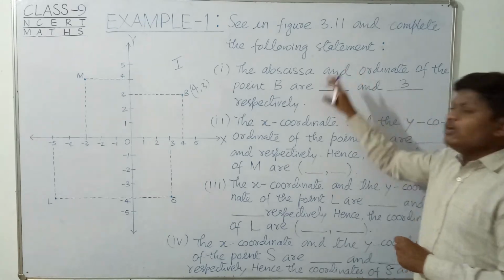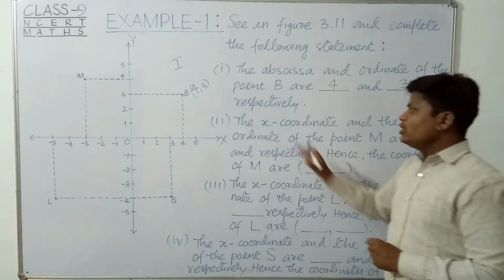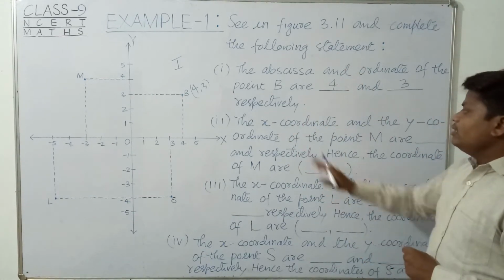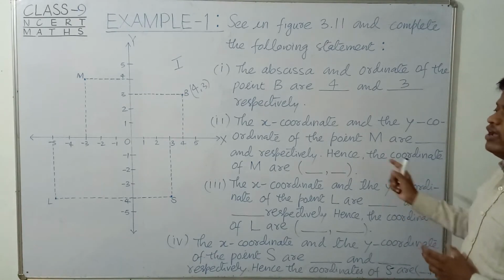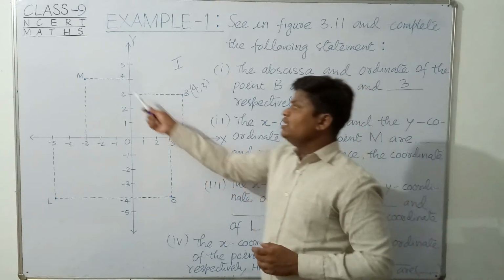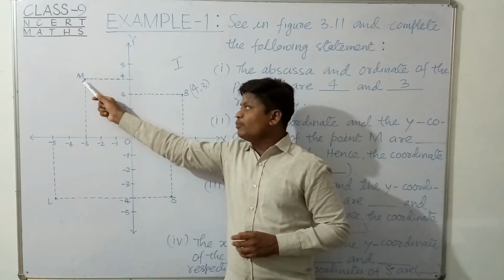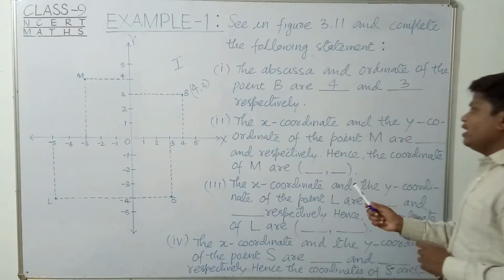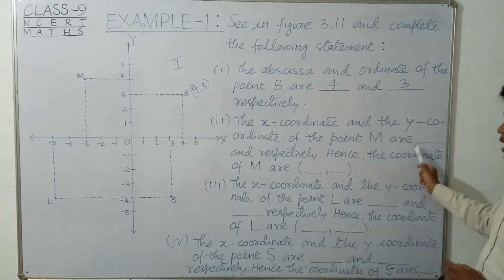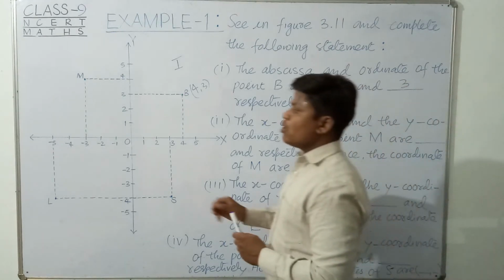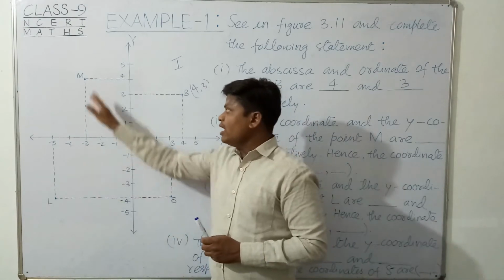So question number 1 we have done, right? Now we come to the question number 2. What is the statement? The x coordinate and the y coordinate of the point M, right? Where does M lie? M lies in the quadrant number 2, right? This is the point M. तो यहाँ पर ये आपसे पूछ रहे हैं x coordinate and the y coordinate of the point M are, right? तो यहाँ पर M के हमको coordinates बताने, x coordinate बताना है और y coordinate.